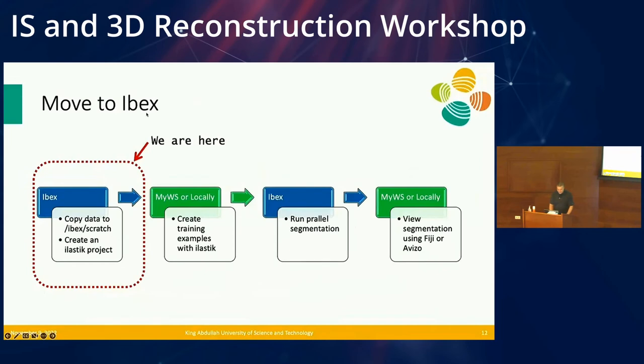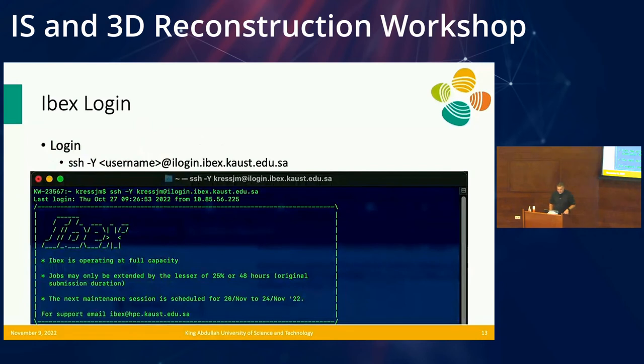To start off, we'll move on to IBEX. The first thing we're going to do is copy our data from the IBEX scratch and create our Ilastik project. So the first thing you want to do is log into IBEX. Open up a terminal. If you're on the IT remote workstations, you can do this all through the IT remote workstation, so it's very easy. We'll open up our terminal and simply log into IBEX, which I already did.